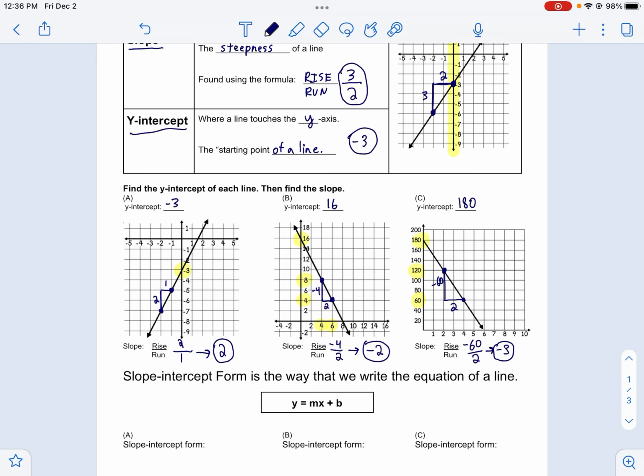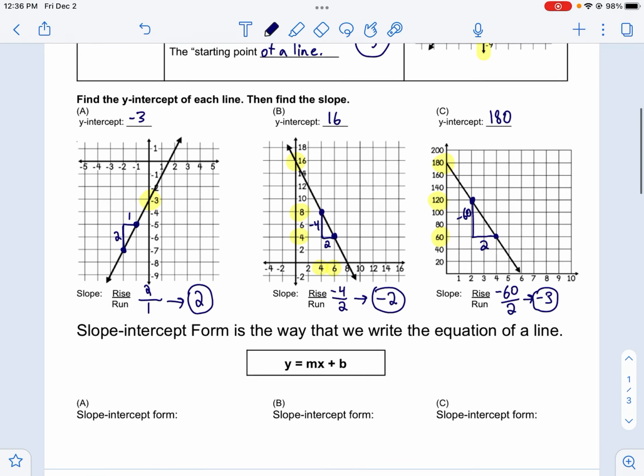Just like all people have names, like my name is Austin Bohm, lines have names too. And we always name lines using this form: y equals mx plus b. The letter m, or the number in front of the x, is always the slope. And the b, or the number by itself, is always the y-intercept.